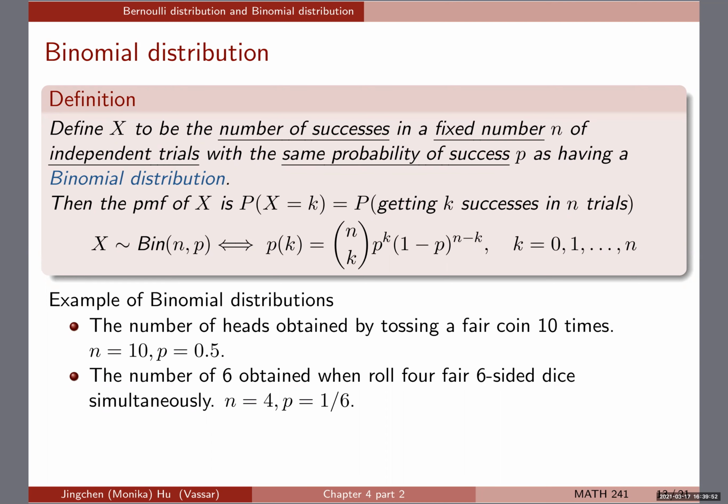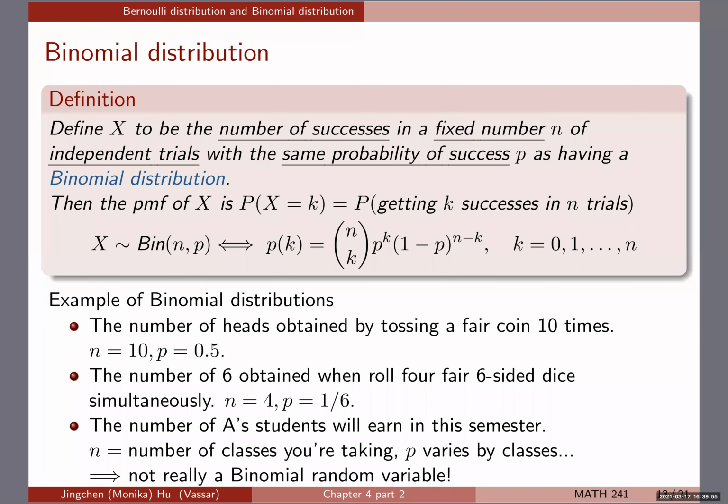The last one: the number of A's a student earns this semester. Let's just talk about one particular student. N is the number of classes you're taking. P, if we define it as the probability of getting an A, probably varies by class. This example is actually a counterexample of a binomial random variable. N could be fixed for a particular student, of course, but because p varies by class, we violate the requirement of the same probability of success.